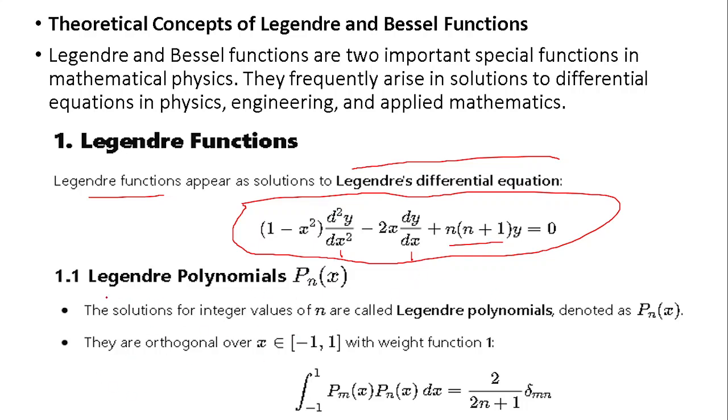So when you get this type of equation, the solution is very simple. We have the first Legendre polynomials. So the solution is what we are going to look for. Anytime you solve and you get something like this, then we apply the Legendre solution. So the Legendre function appears as a solution to Legendre's differential equation.